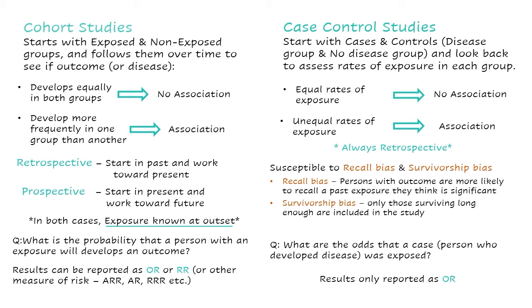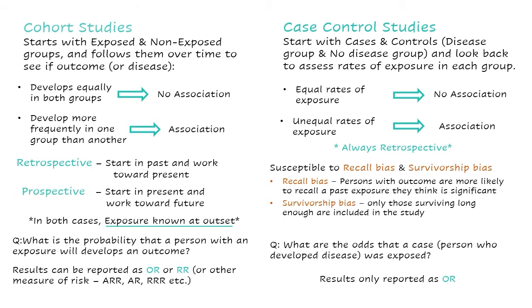So for cohort studies, we start with our exposed and non-exposed group, and then follow them forward in time to see if the disease or outcome of interest develops equally in both groups, indicating no association, or if it develops more frequently in one group than another, indicating an association. Cohort studies can be done retrospectively, where we start at a point in the past and work toward the present, or prospectively, where we start in the present or recent past and work toward the future.